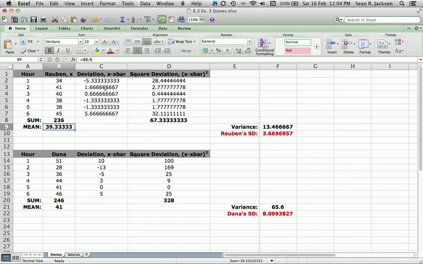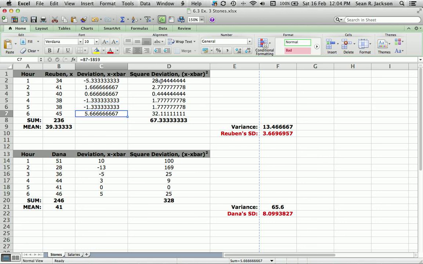Let's take a look at the deviation here. The deviation means we take the value and subtract it from the mean, and we've simply done that. We've used absolute cell referencing because we don't want this to move around. We want the mean that's in this cell to stay permanent. We've done an autofill and brought that all the way down.